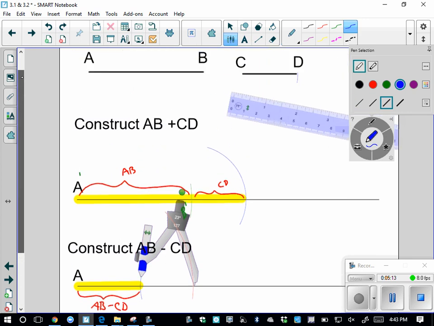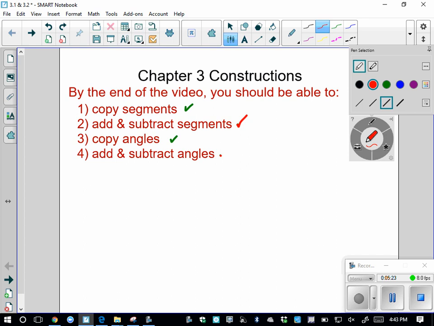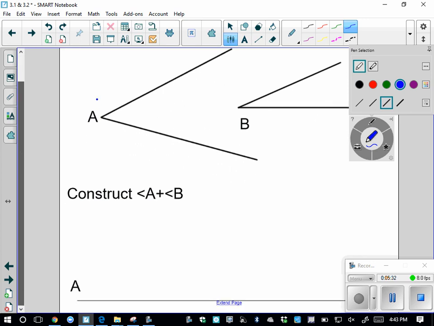So going back to the beginning, now we have done adding and subtracting of segments, and this is the last thing we're going to do. So now we're going to add and subtract angles. So in order to add and subtract angles, you have to copy angle A, because it's asking you to add A plus B. So I'm going to pause and grab my compass from the other.